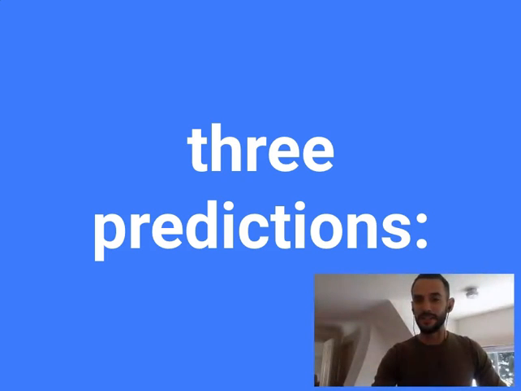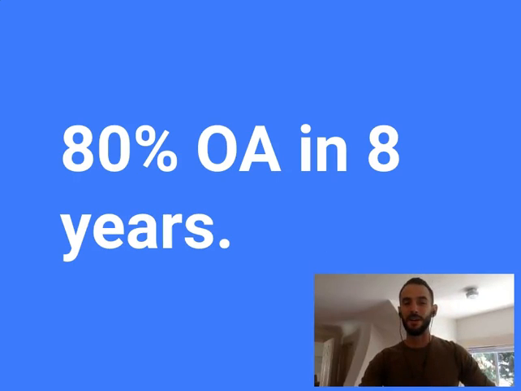So I was asked to make some predictions for this little presentation. I made 3. We'll see if any of them come through. So we've got 80% OA in 8 years. That's my prediction based on the growth curve plus the mandate that we see starting to come online. I think we're going to really see a quantum leap in the amount of OA over the next 5 to 8 years.